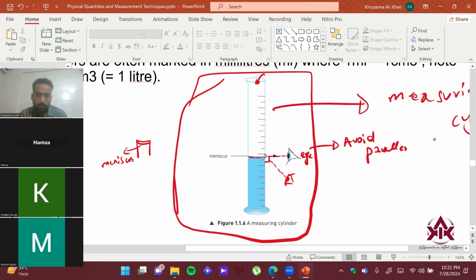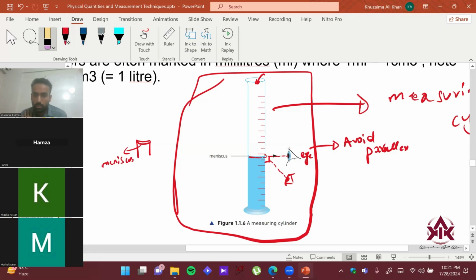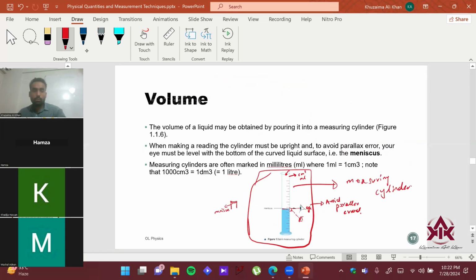Wherever you have something involving taking readings with your eyes, make sure it's perpendicular, right? Let me just write down the spelling correctly. You want to avoid parallax error over here. So you can just directly take the reading, and always mention whether the reading is in centimeter cube or milliliters. You can then convert into meter cube if you know the conversion, right? So that's how you find the volume of a liquid.